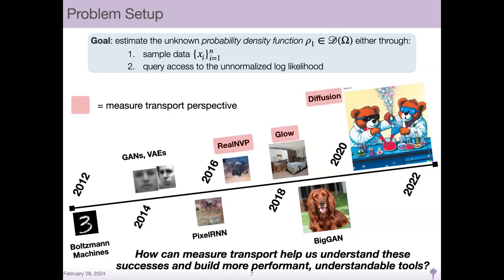And what I want to focus on is the fact that through this ascendancy, what has emerged is what I'll call a measure transport perspective on the success of these models: building maps between probability densities. So a guiding question for this talk is how can measure transport help us understand these successes, and then eventually build more performant tools that we can also interpret.